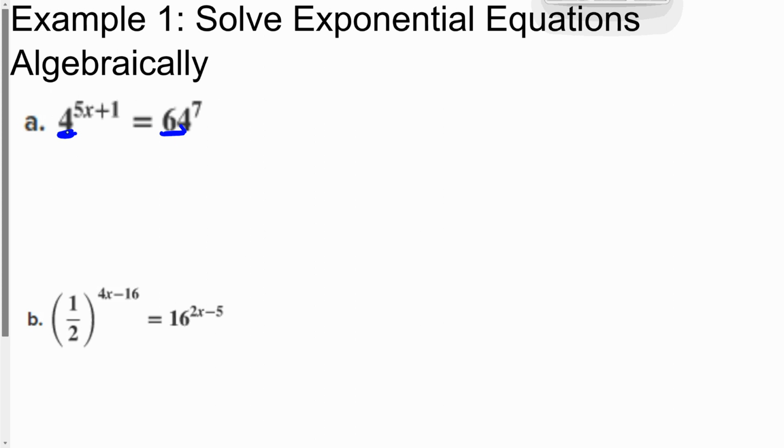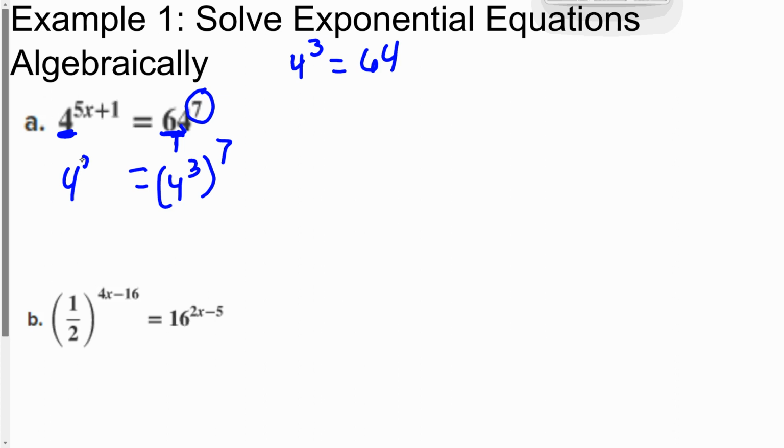So if I take 4 and multiply it by itself 3 times, I get 64. So that means I can rewrite this 64 as 4 cubed. Now this 64 is being raised to the 7th power. And when I raise powers to powers, I multiply my exponents, right? So then I get 4 to the 21st.